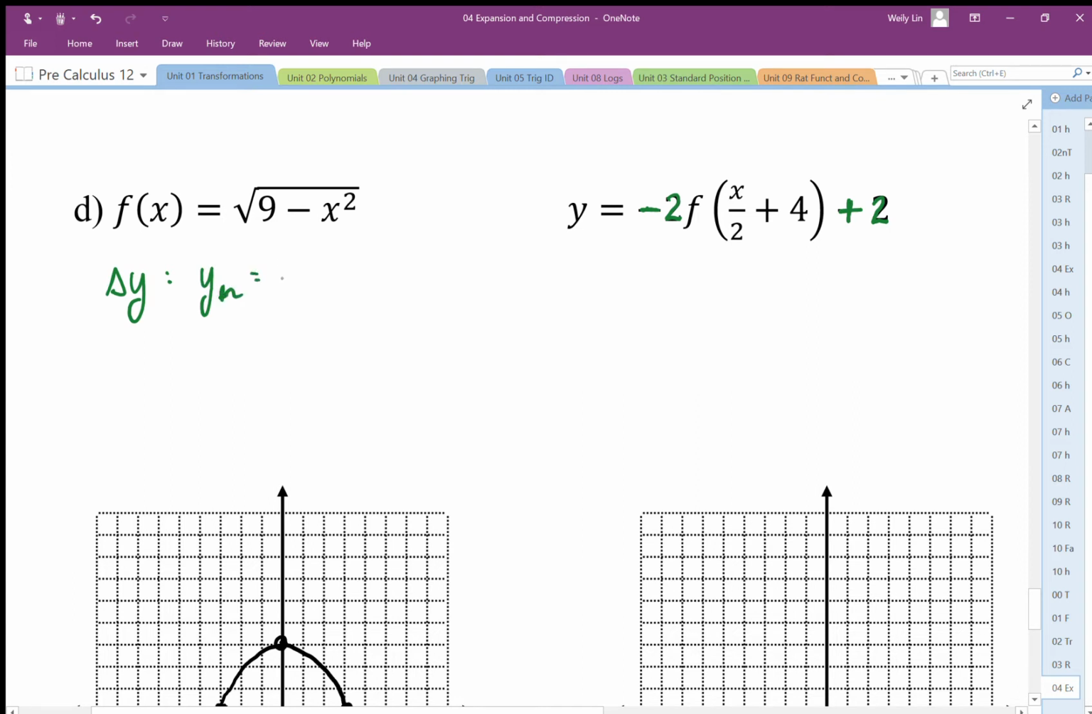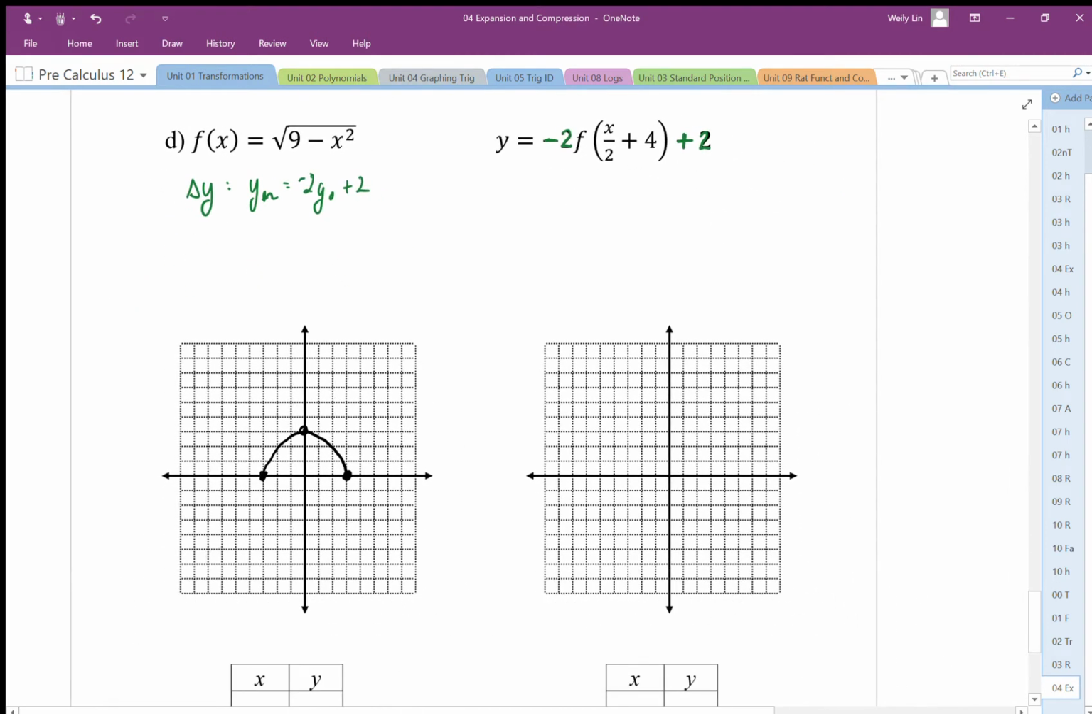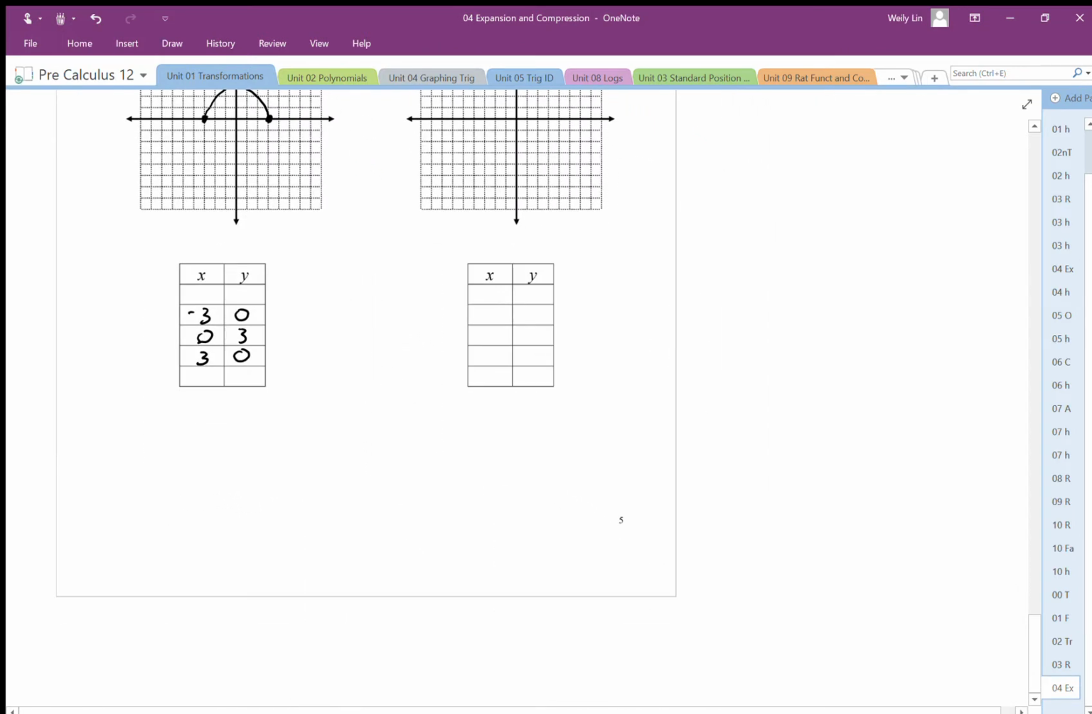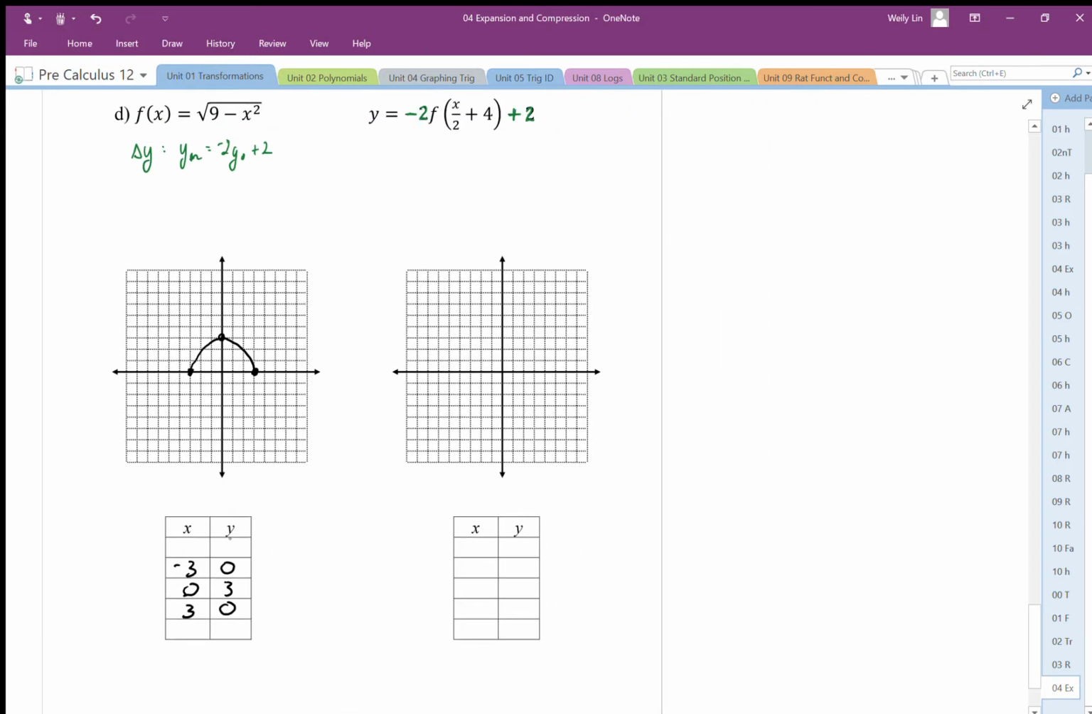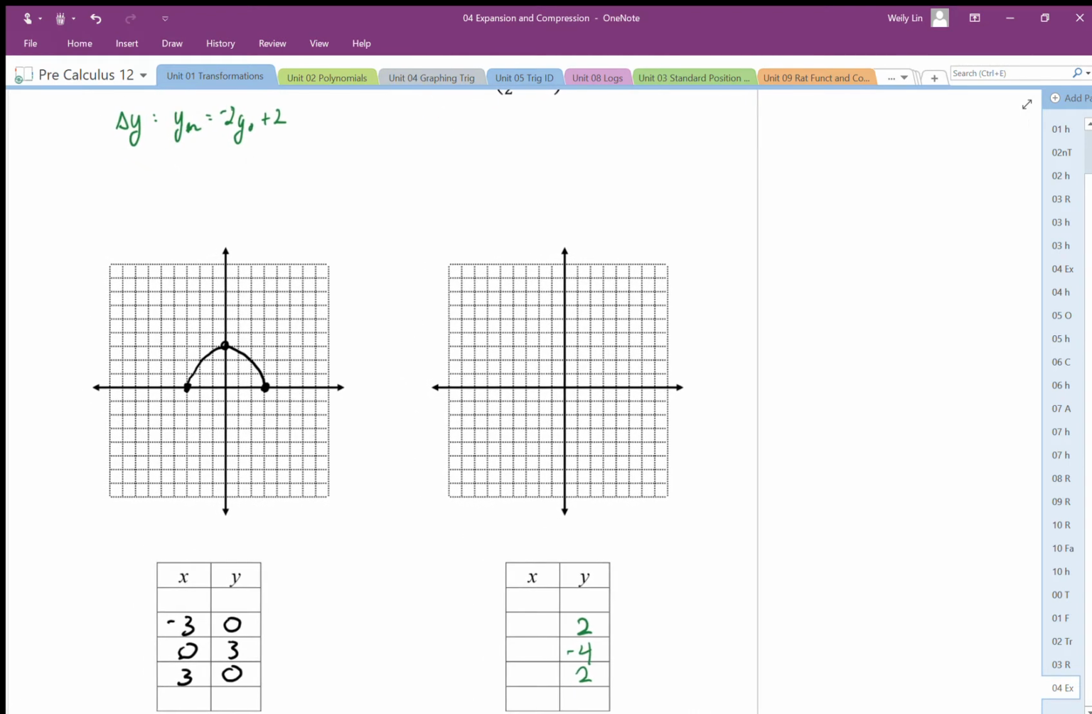So I get my new coordinates by multiplying by negative 2, and then adding 2 to those coordinates. And once I've got my equation, I'm just going to apply it to my y coordinates. So I'm going to times by negative 2 and add 2. So I get 2. Times by negative 2, add 2, I get negative 4. And times by negative 2 and add 2, I get positive 2. So the y transformations are fairly straightforward, and I just do them as I see them.